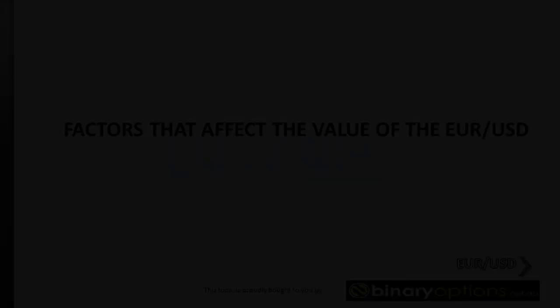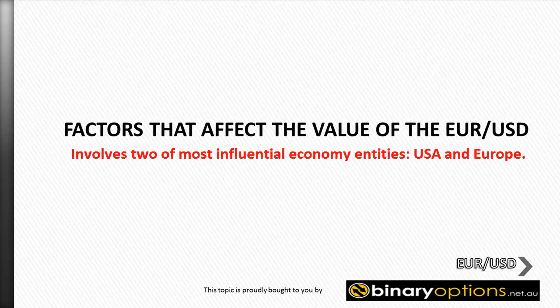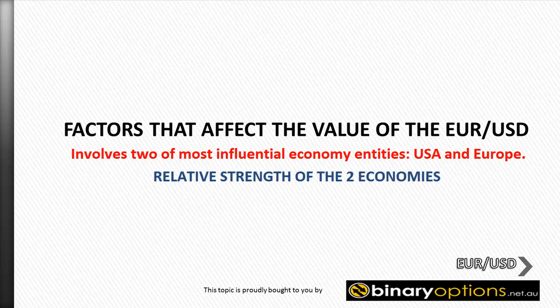The euro-US dollar is considered the most important currency pair since it involves two of the most influential economy entities, USA and Europe. The primary factor that influences the direction of the euro-US dollar pair is the relative strength of the two economies. With all other things being equal, a faster-growing US economy strengthens the US dollar against the euro, and a faster-growing European Union economy strengthens the euro against the US dollar.